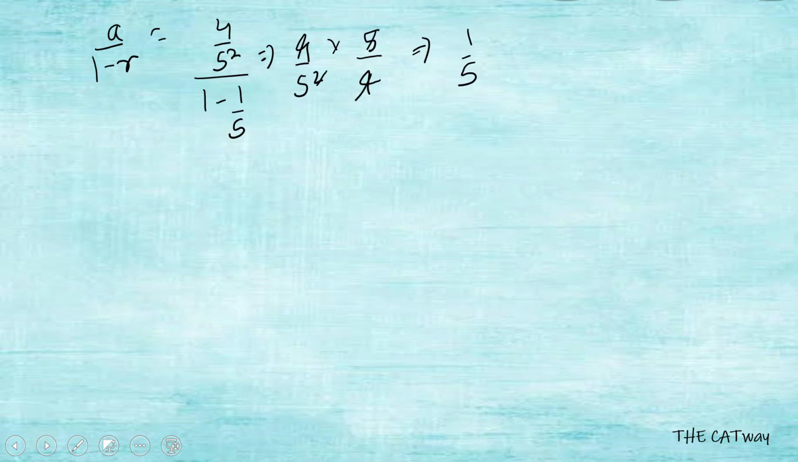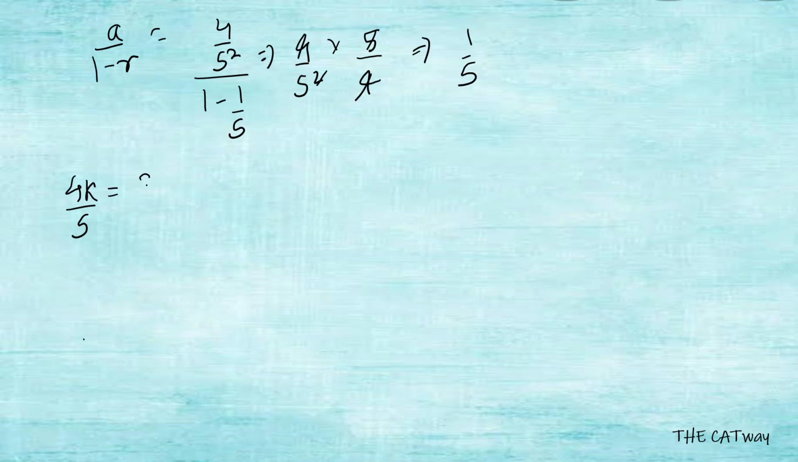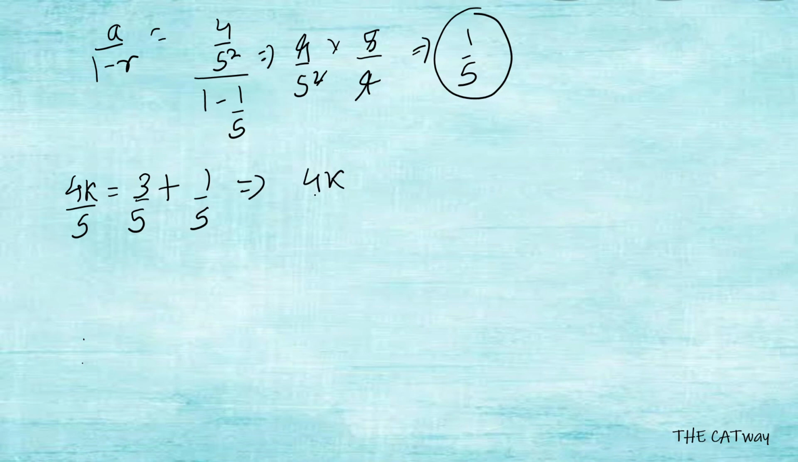So we have 4k by 5 is equal to 3 by 5 plus what do we have? We have the sum of the infinite series as 1 by 5. Okay, so this is what we have. 4k by 5 is equal to 4 by 5, here 4 gone, 5 gone, we have k is equal to 1, and that will be our answer.